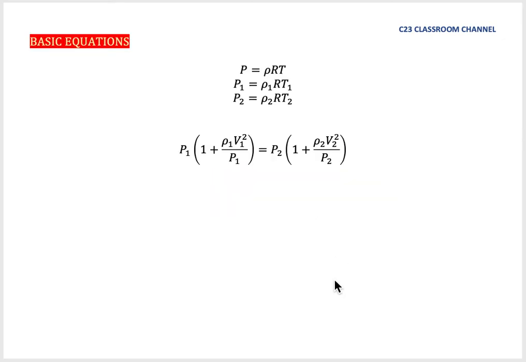Before we answer a lot of questions about shockwave here, please remember all these basic equations. From the ideal gas law, we know that P is equal to rho RT, so we could use P1 equal rho 1 RT1 and P2 equal rho 2 RT2 if you have two conditions, and it can be rewritten as this one. Please also remember this equation.